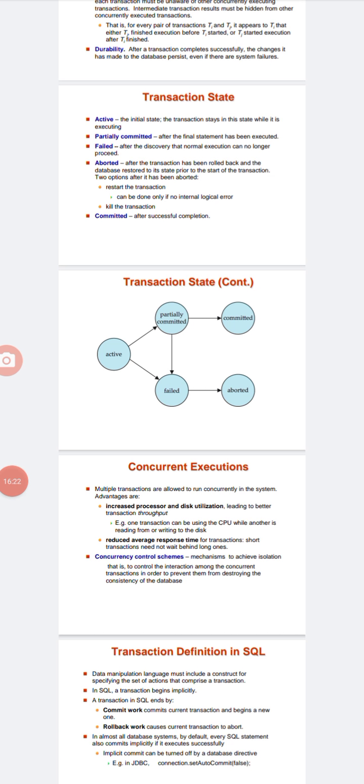Concurrent executions. Multiple transactions are allowed to run concurrently in the system. Advantages are increased processor and disk utilization, leading to better transaction throughput. Example: one transaction can be using the CPU while another is reading from or writing to the disk. Reduced average response time for transactions: short transactions need not wait behind long ones. Clear?